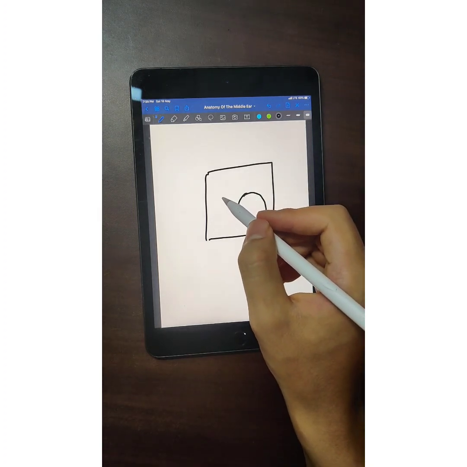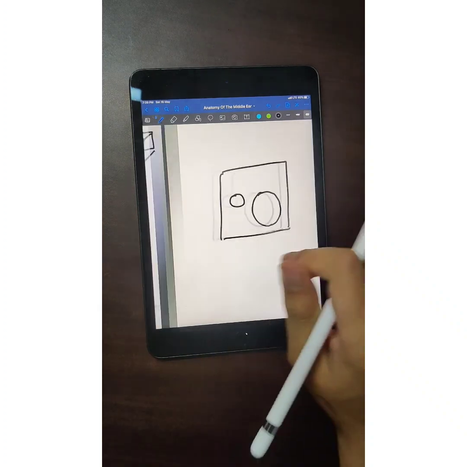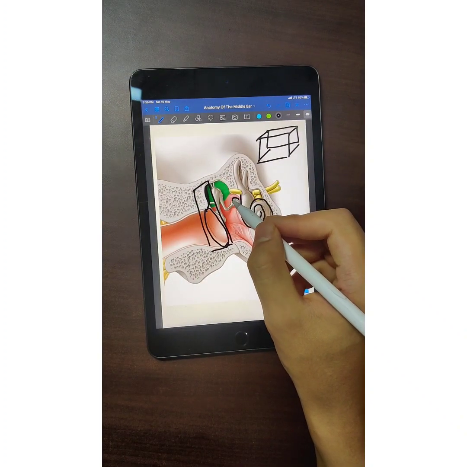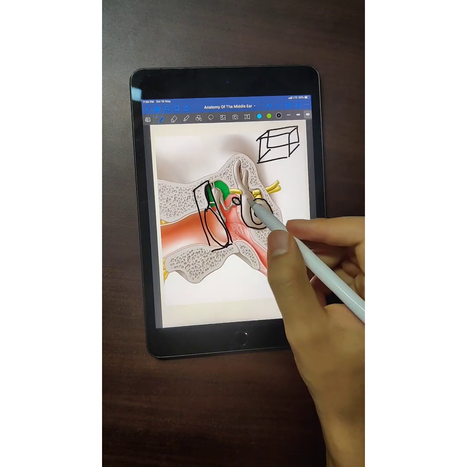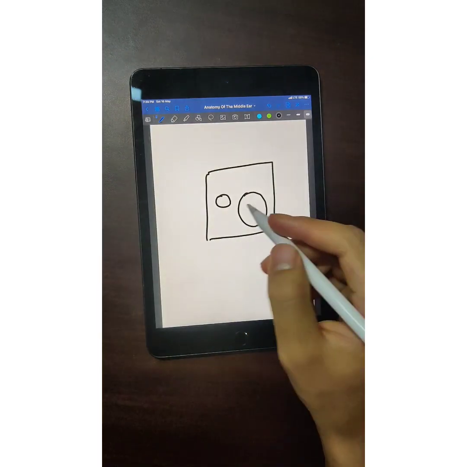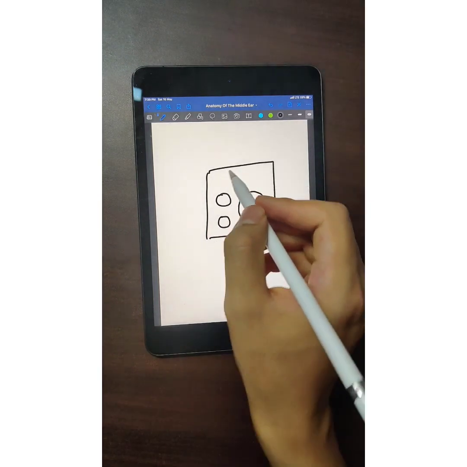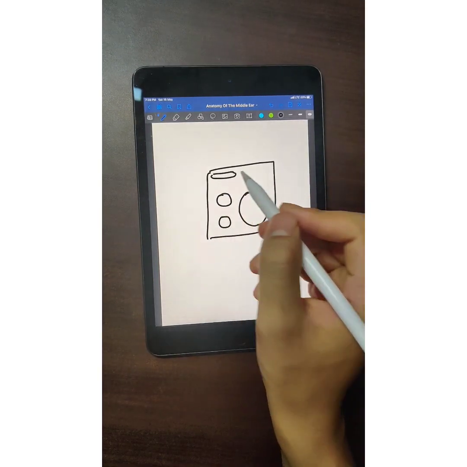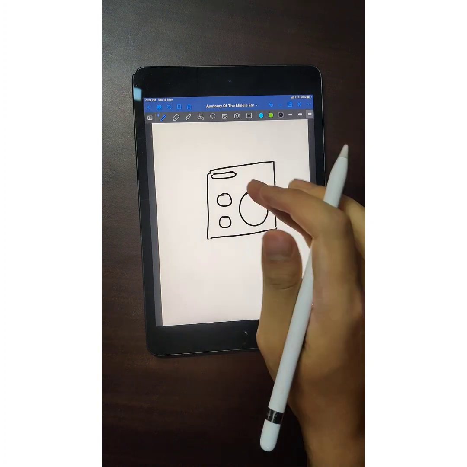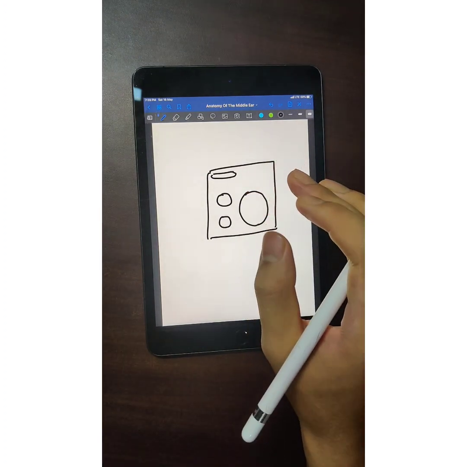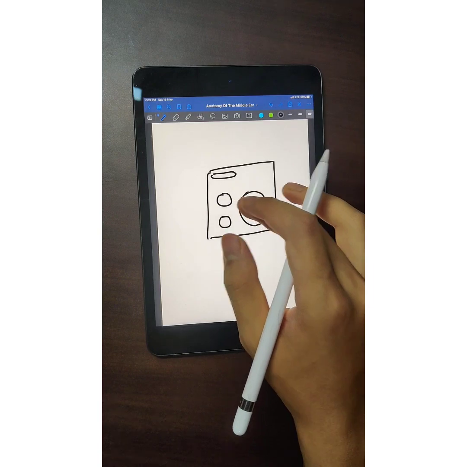And here is the oval window. As you can see here, the stapes is going to be attached, and here is the oval window, and below it is the round window, and here there's a prominence of a semicircular canal. This semicircular canal is going to be the lateral semicircular canal.